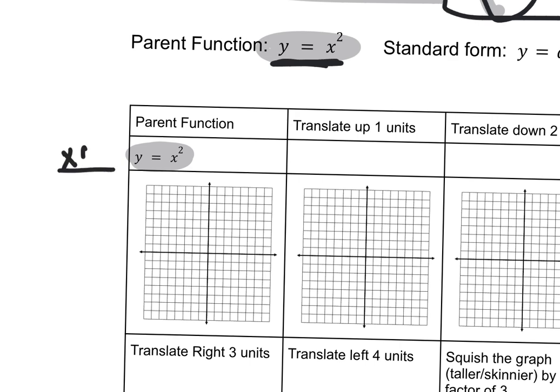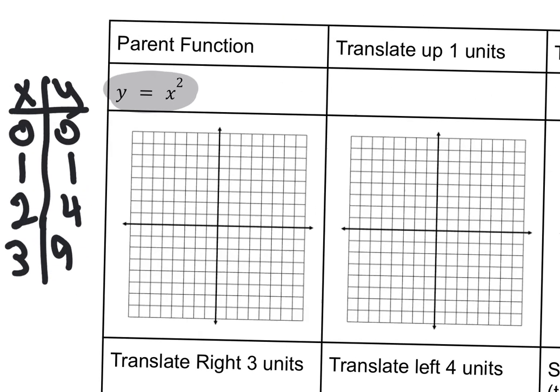But if we did a quick little t-chart here, x, y, if x is 0, 0 squared is 0, so we'd have an ordered pair there. If x was 1, 1 squared is 1. If x was 2, 2 squared is 4. If x was 3, 3 squared is 9. And we would just take these and plot them on our graph. We'd have our ordered pairs.